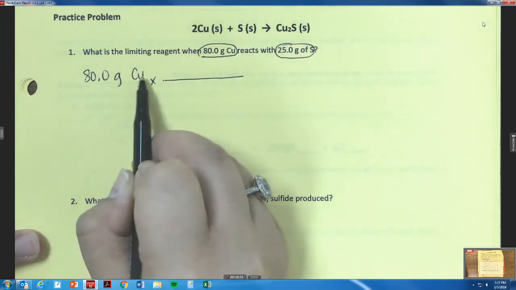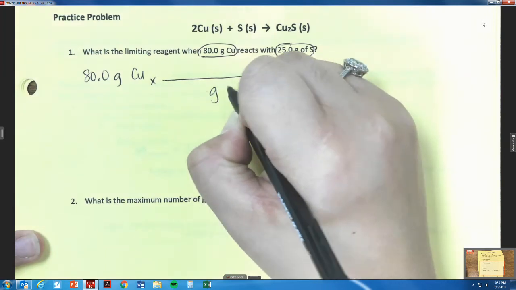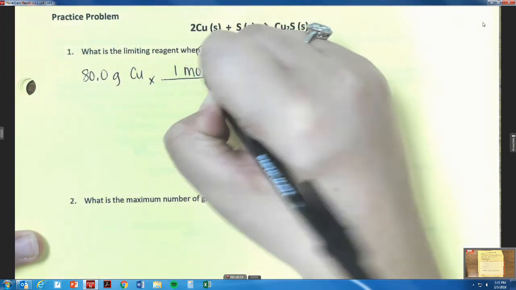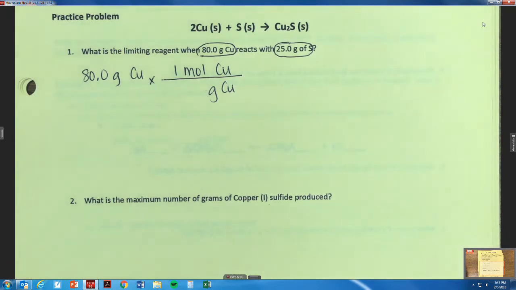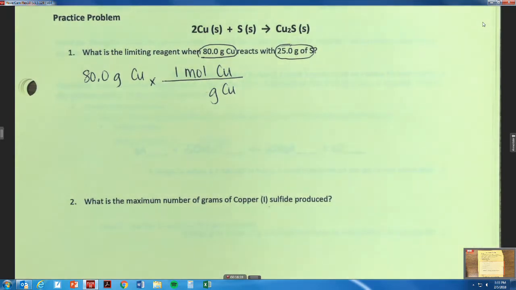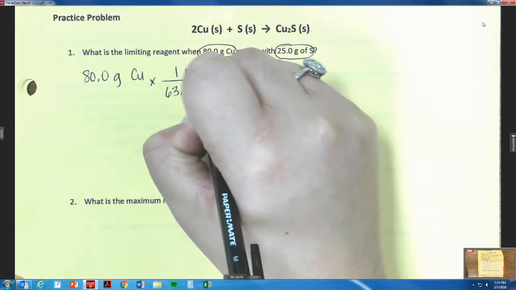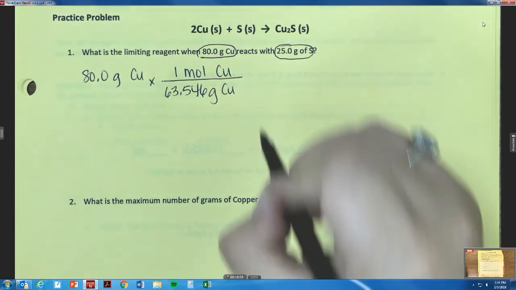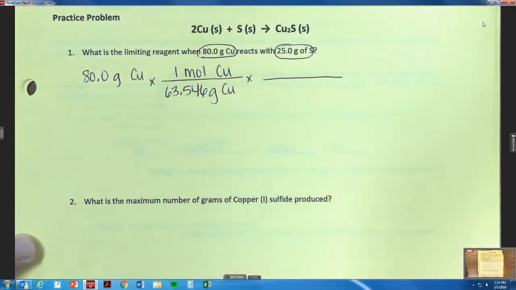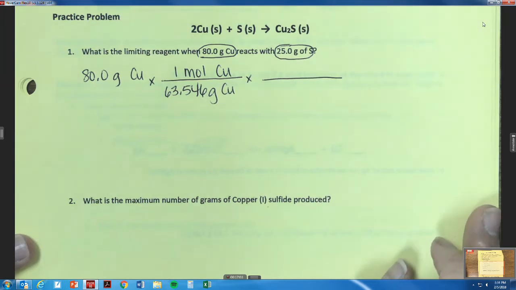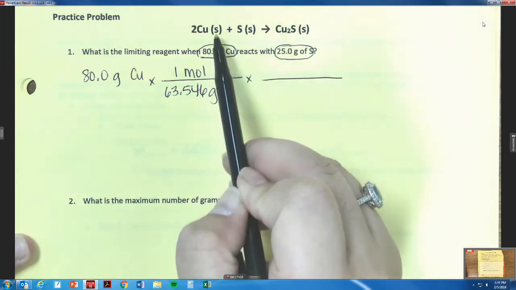So again, our first conversion factor is going to be 1 mole equals molar mass. If this is grams of copper, then I know that grams of copper goes on bottom, and my 1 mole of copper is going to go on top. If you look at your periodic table, you'll find that your mass for copper is going to be 63.546. Then our second conversion factor is going to be our coefficient ratio from our balanced chemical equation.